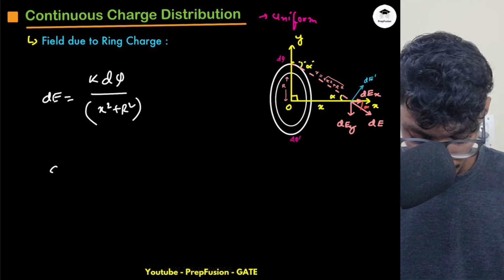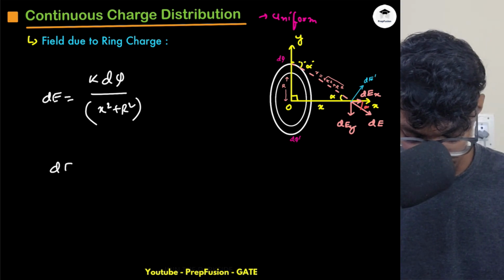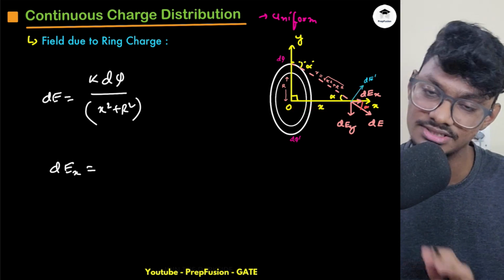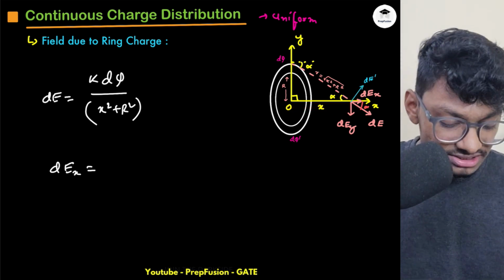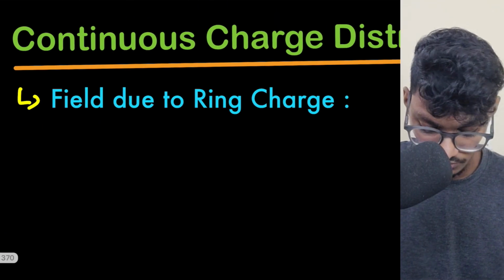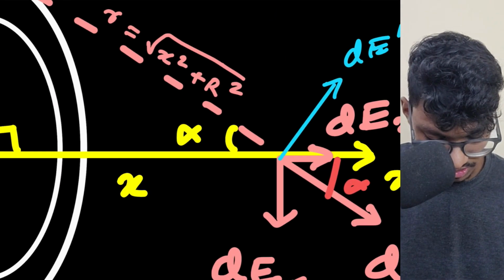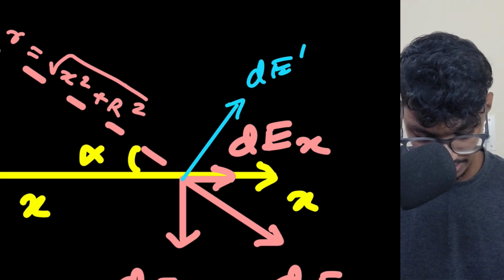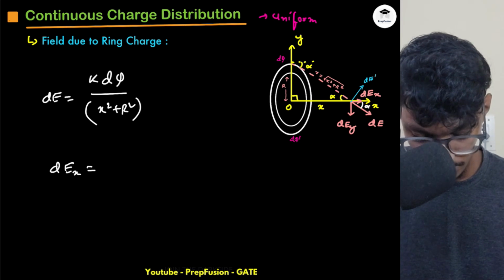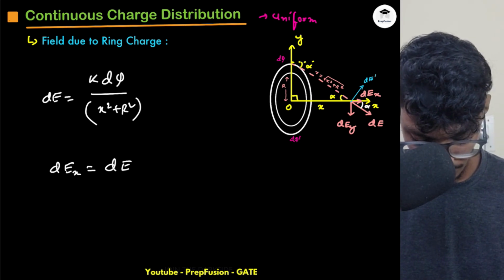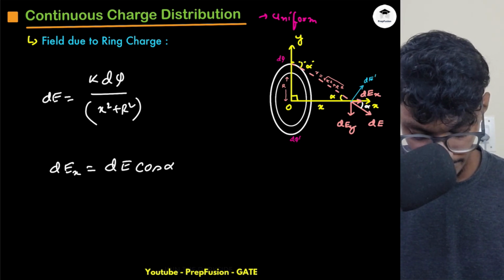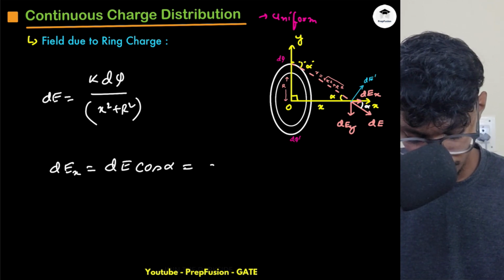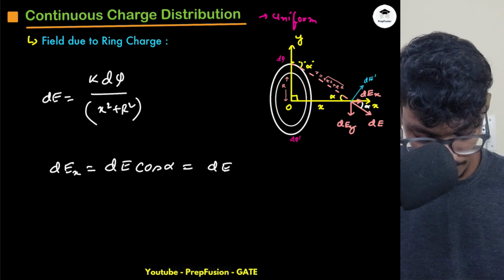Now what is the x component of the electric field, dEx? I am only interested in this direction, because in the y direction it is getting cancelled anyway. The x component will be dE cos alpha, right? This angle is alpha, and I can find this angle easily. So what is cos alpha basically? dE cos alpha is basically this, right?